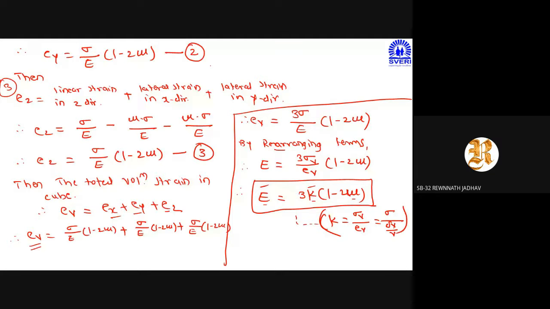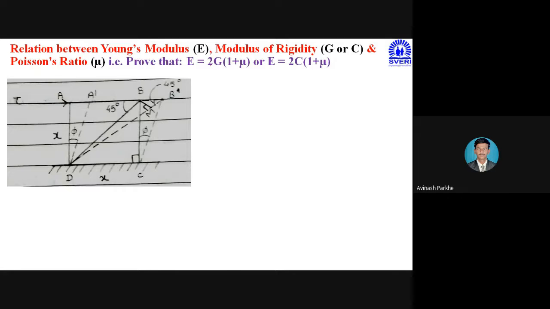Okay, so this is the first relation between Young's modulus E and bulk modulus K. Now, the next relation is between Young's modulus E and modulus of rigidity G or C. Whatever the modulus of rigidity is, sometimes it is also called the shear modulus.